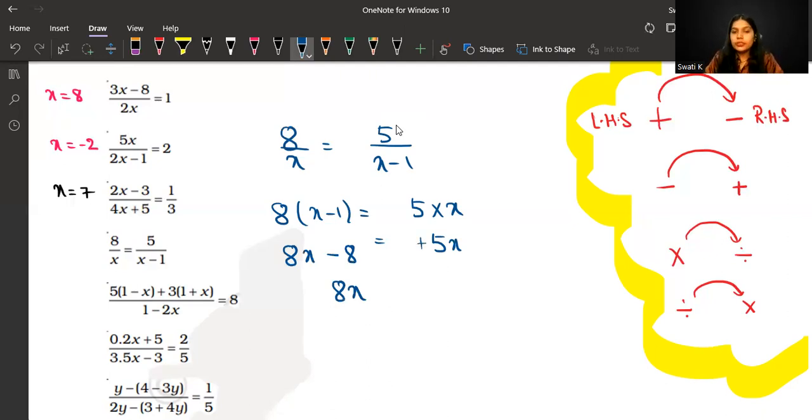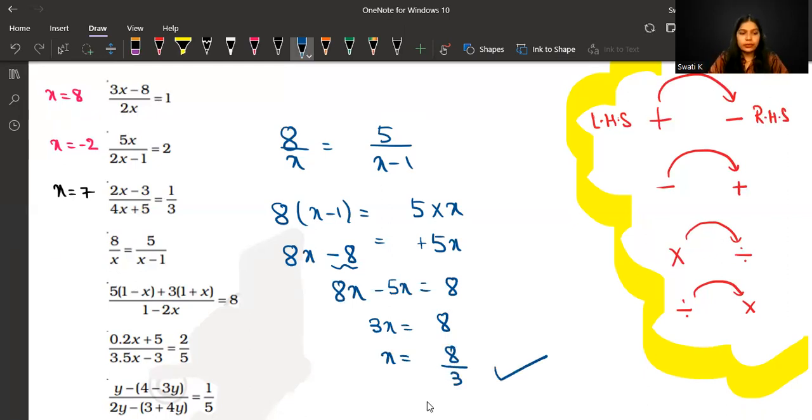This, we will shift it to the other side. So it will become minus 5x. And this minus 8, I'll shift it to the other side. So it will become plus 8. 8x minus 5x is, of course, 3x. So 3x equals 8. We need to find out the value of x. So 3 is getting multiplied here. So if you shift it to the other side, it will get divided. So this will become 8 divided by 3. So this is the answer. So we can write down x equals 8 divided by 3.